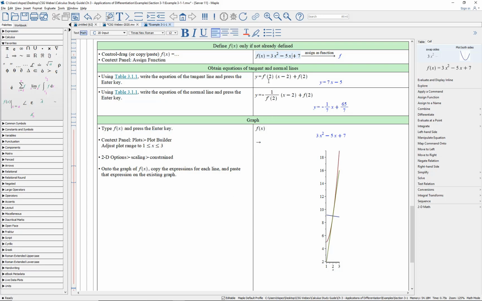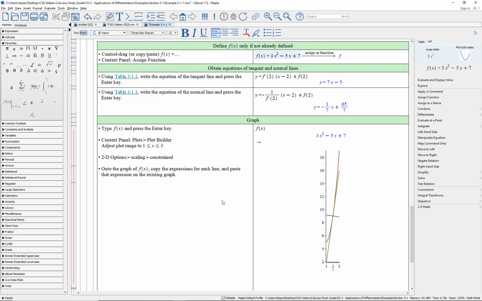So f prime at 2, that will evaluate to 7. And then this is the point-slope form of the line. F at 2 evaluates to 9, which is the appropriate number for the y-coordinate. And here you see the negative reciprocal, and you get the normal line.